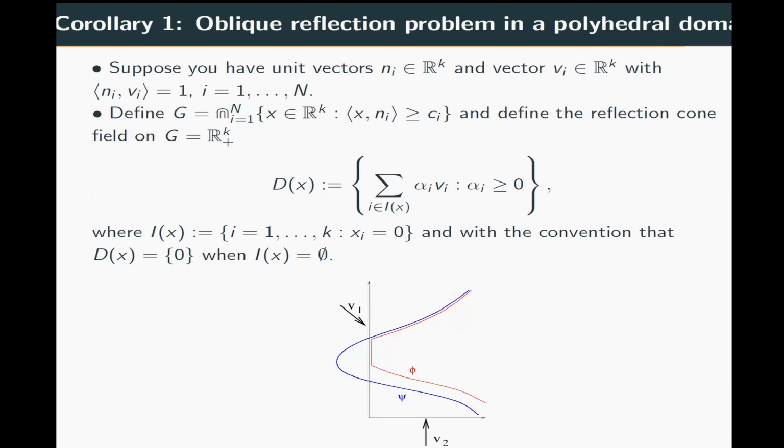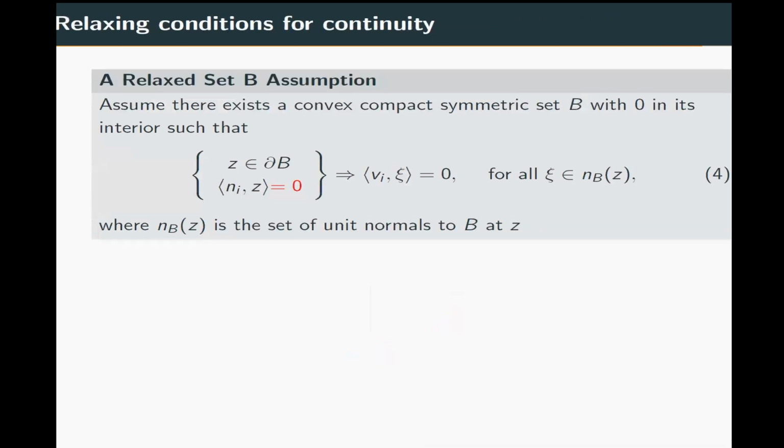Right. So this was just to tell you that when you look at this particular case, then you can have a relaxed set. Now the question is, of course, for what directions of reflection is it actually an accretive, hypermaximal accretive operator? So the question is, can you relax the set B assumption?